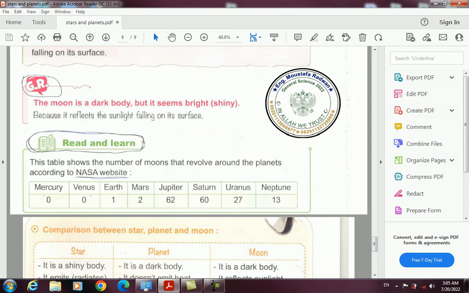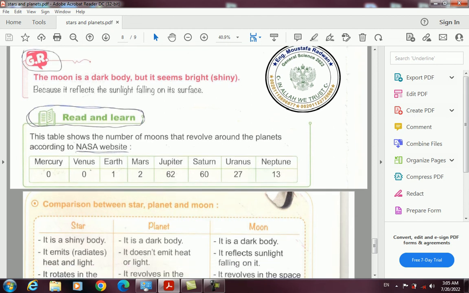Mercury and Venus both have no moons. Our planet Earth has just 1 moon. Mars has 2. Jupiter has 62. Can you imagine? Saturn has 60. Then Uranus has 27. And finally, Neptune has 13.